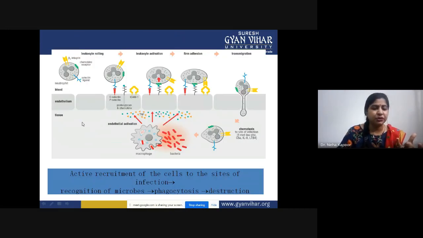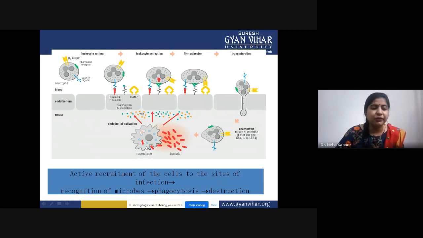This is the complete process of how they activate recruitment of cells to the site of infection. Then microbes are recognized, phagocytosis is triggered and destruction happens. As you can see, these are the neutrophils. First of all, leukocyte rolling is being done. This is the blood, this is the endothelium cell line, and this is the tissue. Once it gets attached with the help of various types of receptors, for example ICAM, E-selectin, at that time leukocytes get activated. How are they getting activated at this site?